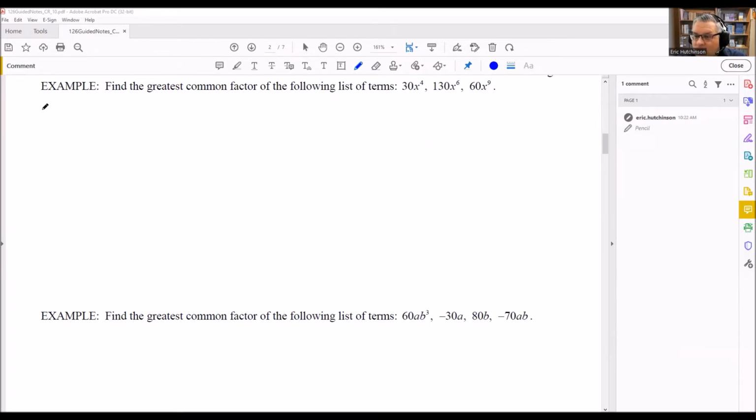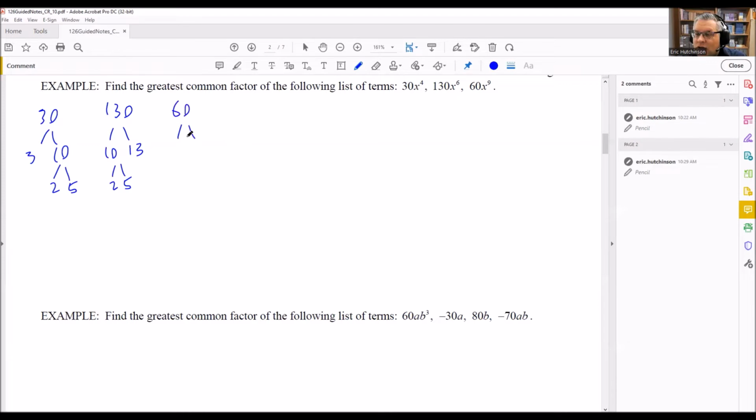So we're going to do 30, and then 30 is 3 times 10. And then 10 breaks down into 2 times 5. Let's do that for 130. 130 will be 10 and 13. And then 10 is going to be 2 and 5. Then we have 60. 60 would be a 6 and a 10. The 6 breaks down into 2 times 3, and the 10 is going to be 2 times 5. So that would be all three of those.